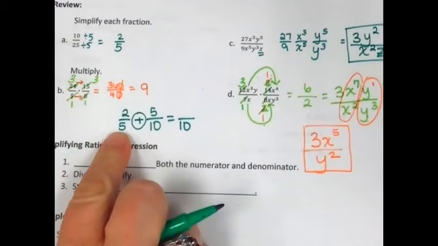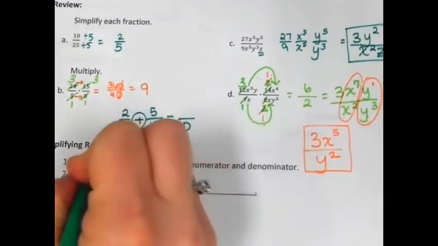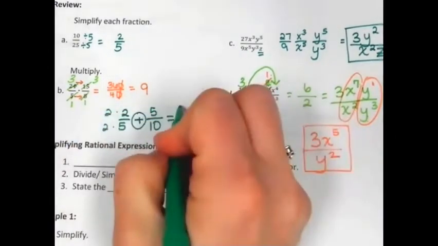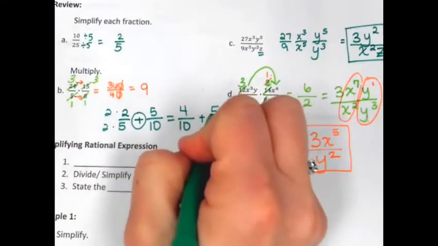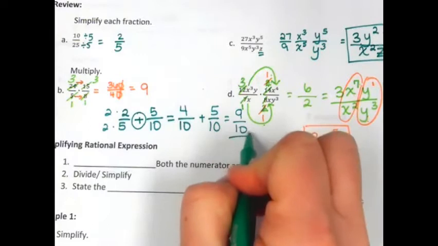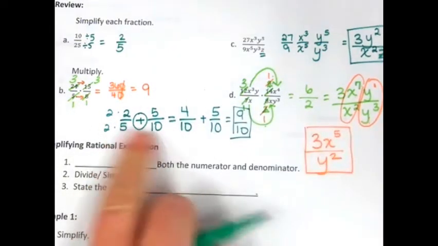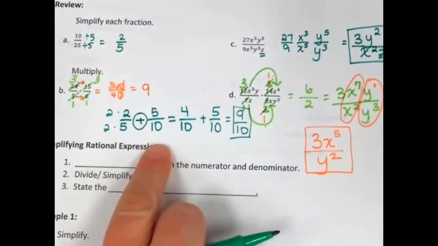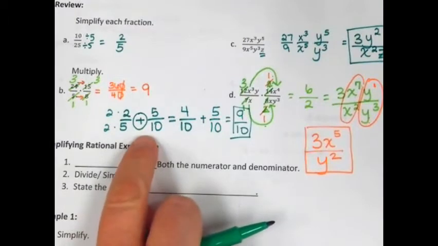So what did I get? 5. What did I do to 5 to get to 10? Multiply by 2. So 2 times 2 is 4. And 5/10 is already there. So what do we get? 9/10. Good. So again, we cannot cross simplify unless it's multiplication.